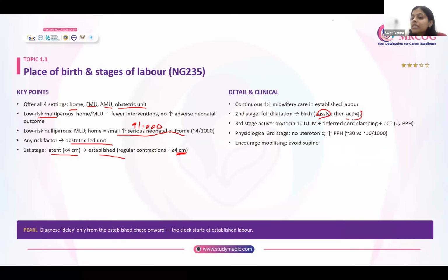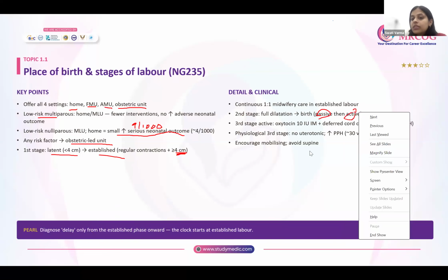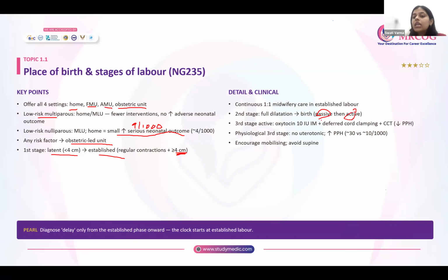Now, when it is called passive and when it is called active is decided on her urge to push. When she is fully dilated, but she is not having any urge to push, that is, baby is not visible on the perineum and she is not having involuntary contractions or involuntary urge of pushing, then it is called passive. As soon as the baby is visible on the perineum and/or involuntary pushing begins, then it is called active stage of labor. Okay, so this is regarding second stage.